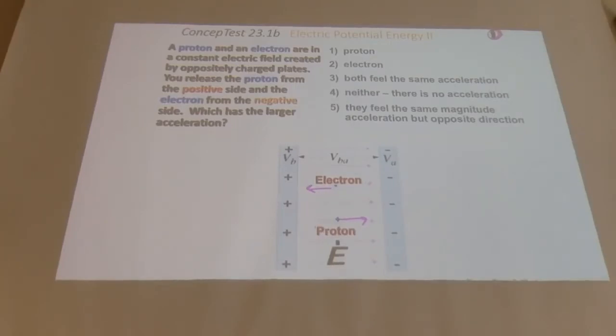So they experience the same force, but keep in mind an electron and a proton have very different masses, right? A proton is much heavier, which means that the lighter thing is going to have more acceleration. So that would be the electron in this case. It will experience more acceleration.